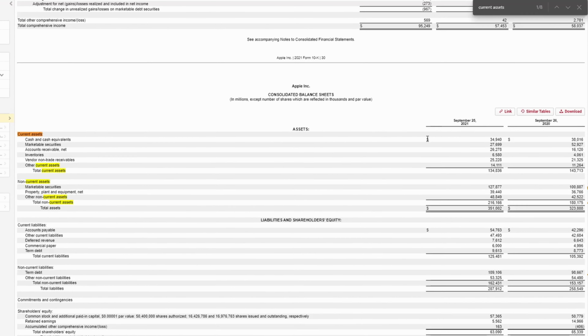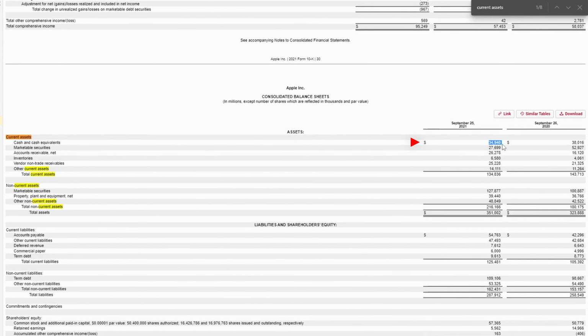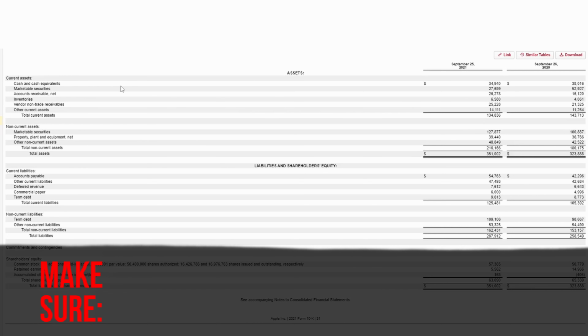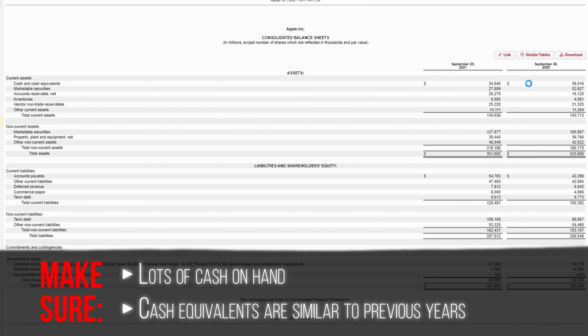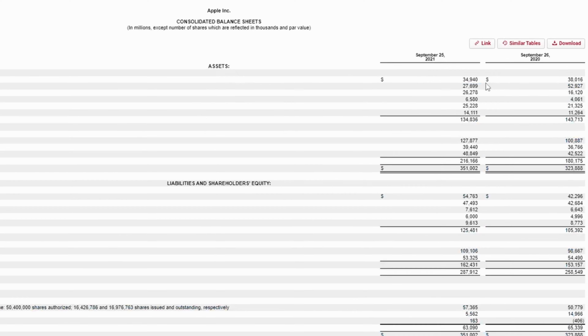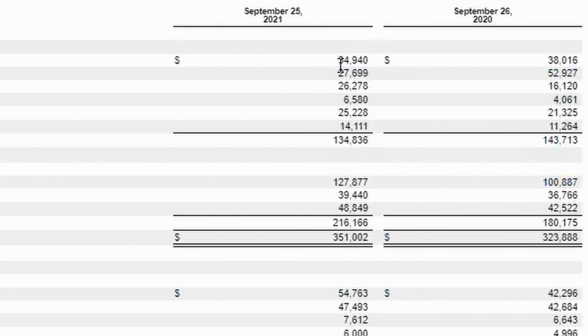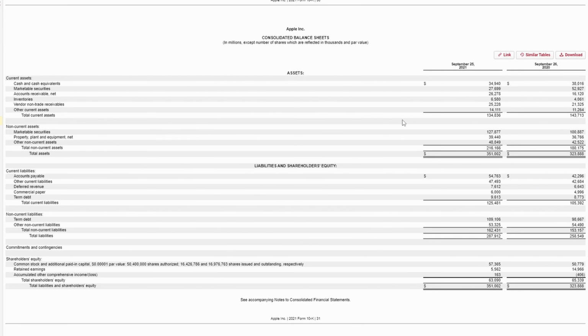So we can see with Apple, they have $34 billion of assets from September 2021, and this is in billions because you can see that up here it says consolidated balance sheets in millions, meaning in millions of dollars. You want to make sure that these companies have a high amount of cash on hand just so that they still have plenty of time to operate. And you want to make sure that the cash equivalents are not that different from the previous years. You can see here that Apple's down $4 billion in cash equivalents, but that's all right. They are a big company and they know what they're doing. They have billions of dollars in cash, so they shouldn't have much to worry about.